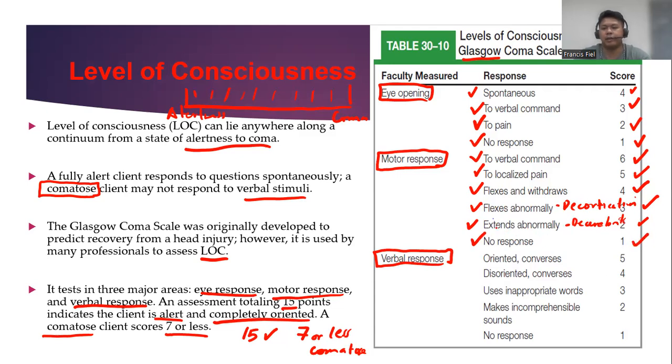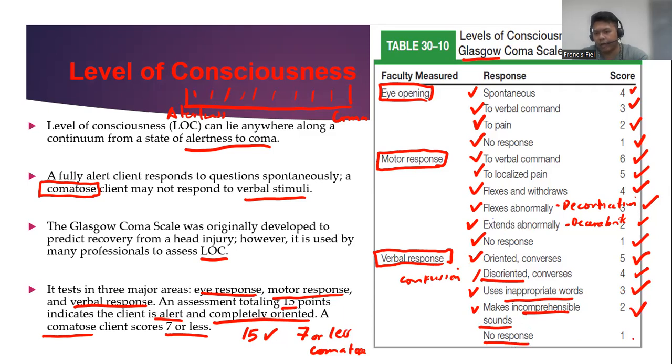Verbal response, if the patient is oriented, alam niya kung nasaan siya, alam niya yung pangalan niya, place and time, that's 5. If confused siya, disoriented, hindi niya alam kung nasaan siya, 4. Or sino siya, or sino yung kasama niya, or uses inappropriate words, or hindi tama yung sagot niya, that's the score of 3. And if makes incomprehensible sound like hindi mo maintindihan yung sagot niya, that's 2. And if no response, that is 1.